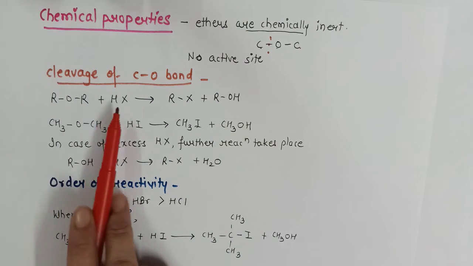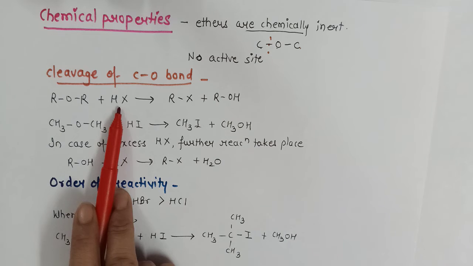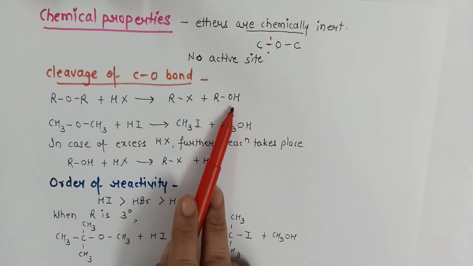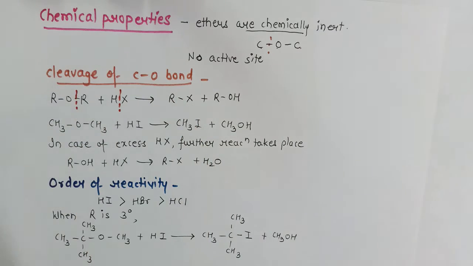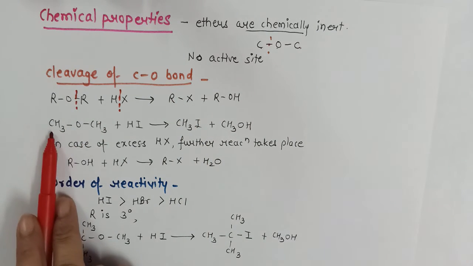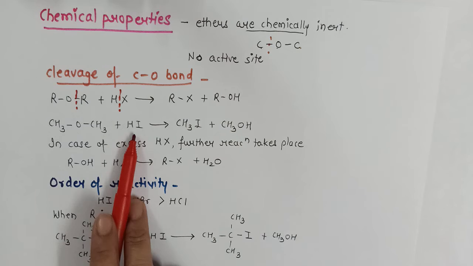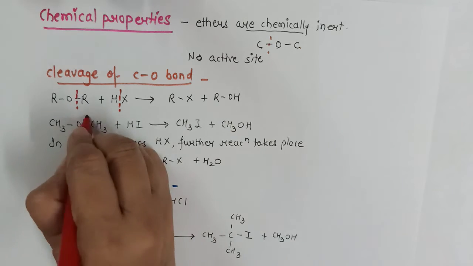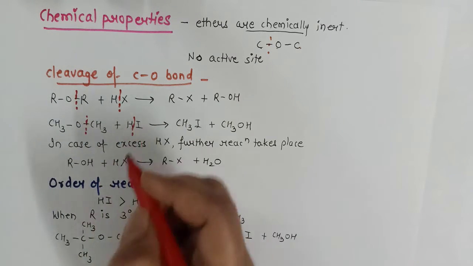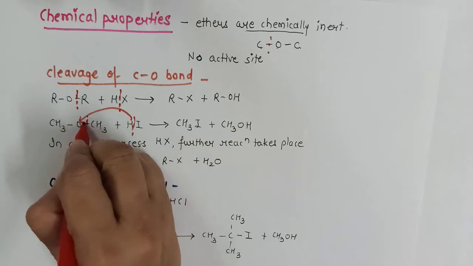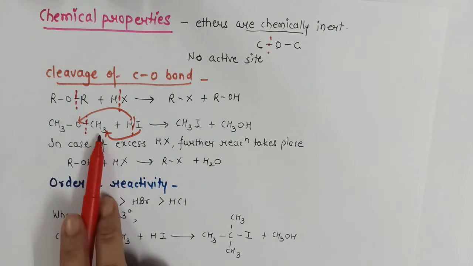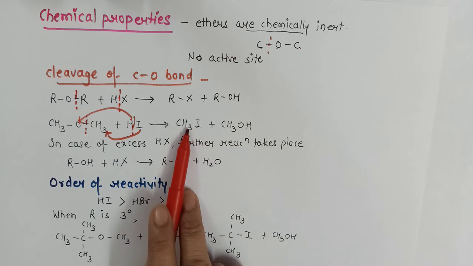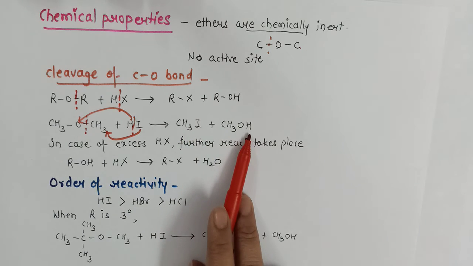So ether, when treated with hydrogen halide, will form haloalkane and alcohol. The cleavage will take place here. For example, methoxymethane, when treated with hydrogen iodide: hydrogen goes to the ethereal oxygen atom and halogen goes to the alkyl group, forming iodomethane and methanol.